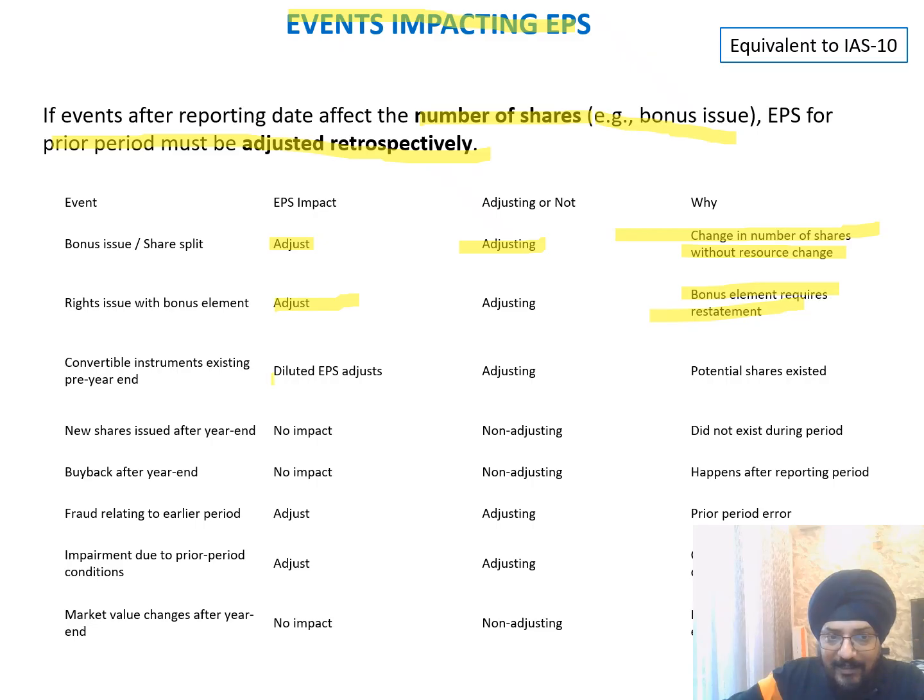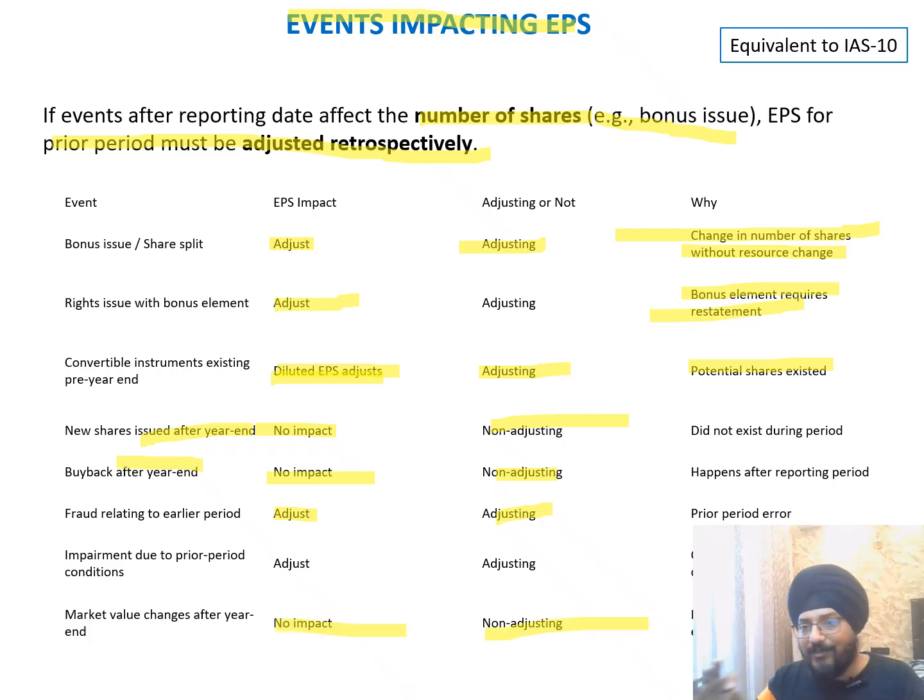Convertible instruments existing prior to the year end. So we have to show the impact on the diluted EPS because there are potential shares that exist, as that gives the right to my debt holders to convert it into equity shares in a future period. New shares issued after year end, no impact. Buyback of shares, no impact, because these are non-adjusting events as there is no trigger that exists on the balance sheet date. Fraud related to an earlier period, we need to adjust it, and it is an adjusting event. If it is a prior period error, then it has to be dealt with as per the requirement of IND AS 8. Impairment due to a prior period condition, so an existing event. A market value change after the year end, there is no impact.